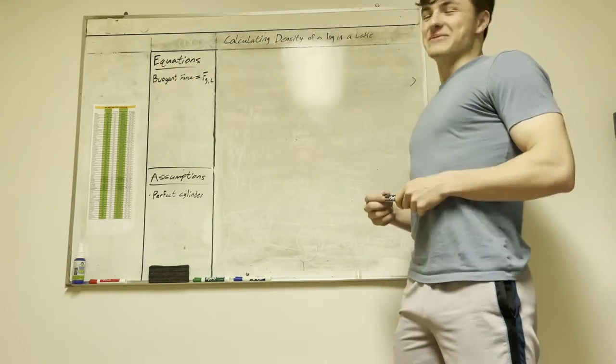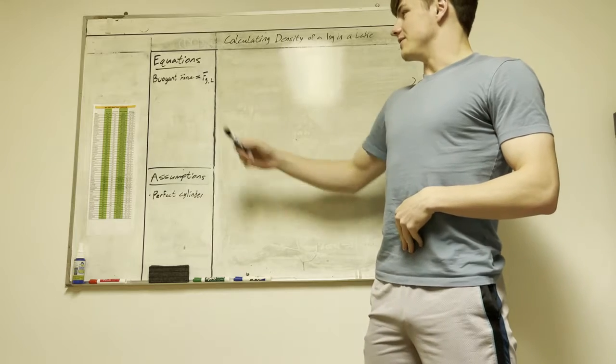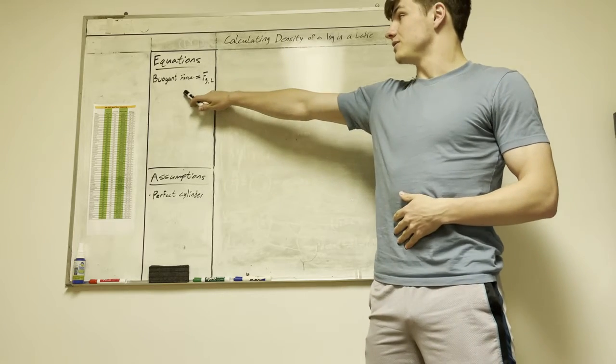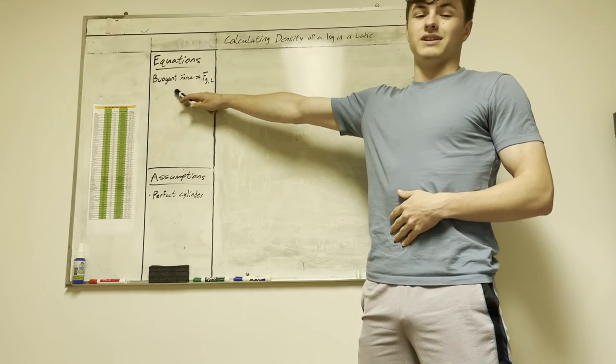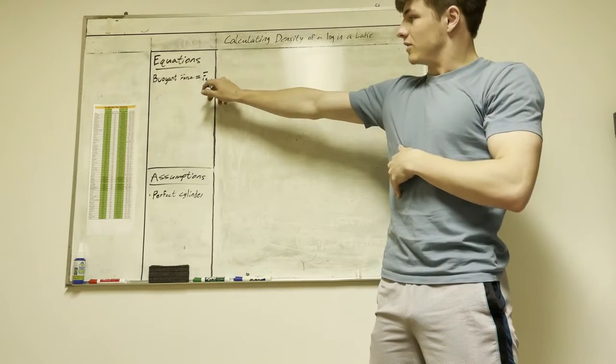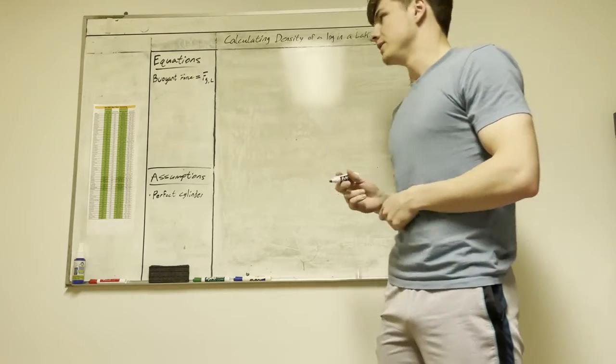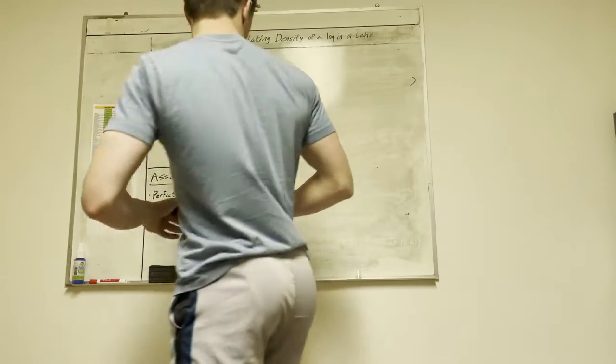Hi, today I'll be calculating the density of a log in a lake. Some things to know before we start are some equations. The buoyant force is equal to the force of gravity of this log, which is labeled with L. The assumption is that this log in the lake is a perfect cylinder. So let me draw this situation out first before we get started.